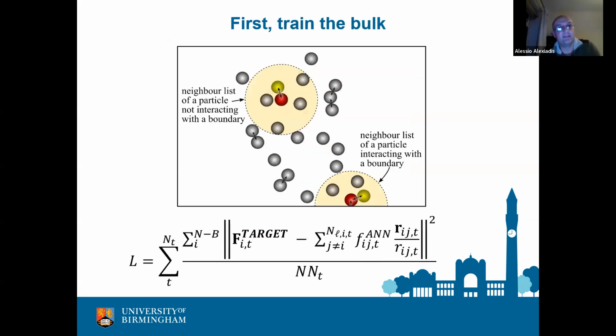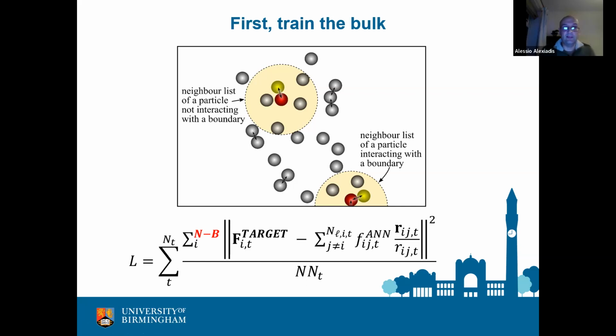Now, how do we apply that? Well, first of all, we look at the neighborhood lists, and there are some neighborhood lists that are only within the bulk. In some neighborhood lists, there are only particles that interact with other particles, no boundaries. While we have other neighborhood lists that interact with the boundary and potentially also with other particles. So we start with the neighborhood lists that only interact with particles. In this case, exactly the same as before, nothing changes. The only difference is that I'm not using all the n neighborhood lists. I'm only using n minus b, where b are the neighborhood lists which actually interact with the boundary.